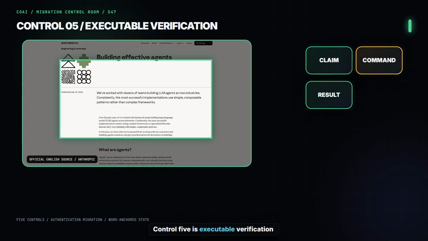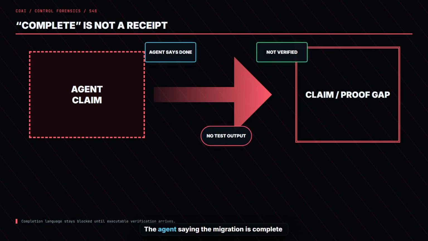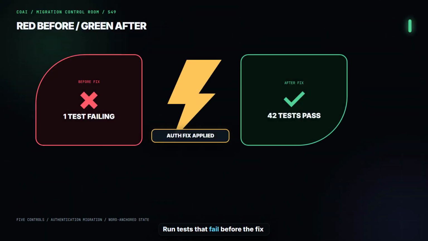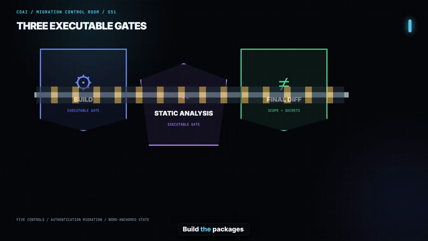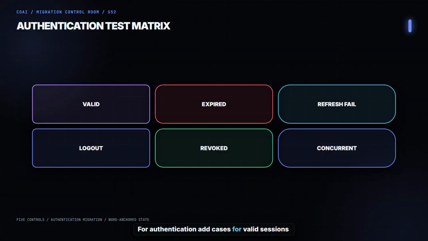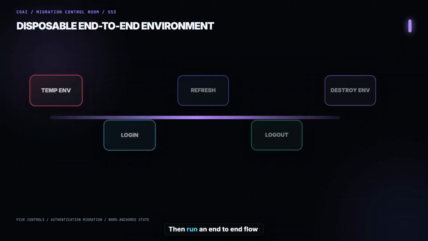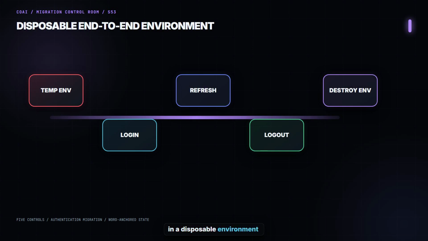Control 5 is executable verification. The agent saying the migration is complete is not verification. Run tests that fail before the fix and pass afterward. Preserve regression tests that prove unrelated behavior still works. Build the packages. Run static analysis. Inspect the final diff for scope and secrets. For authentication, add cases for valid sessions, expired sessions, refresh failure, logout, revoked tokens, and concurrent requests. Then run an end-to-end flow in a disposable environment.